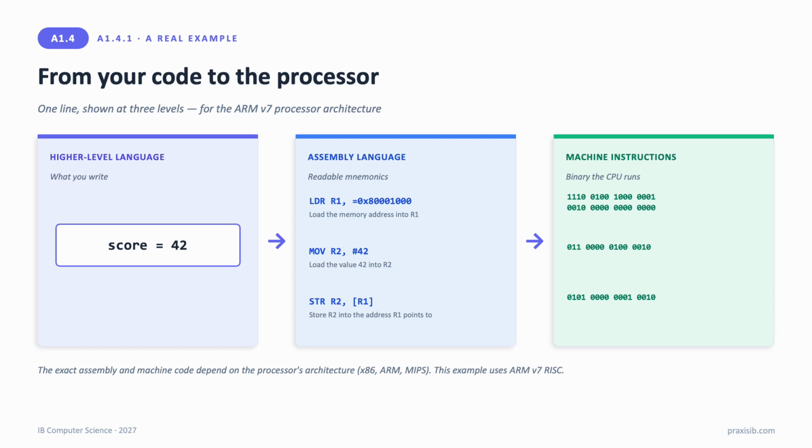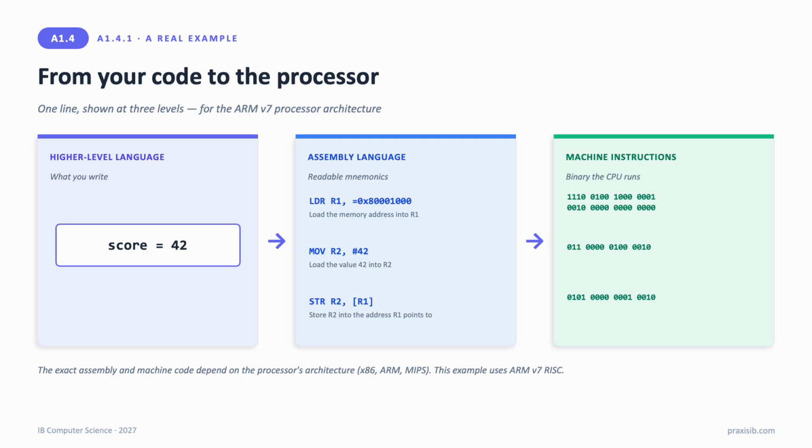Now follow the second arrow to the right. Each assembly instruction becomes raw machine code. This is the binary you can see on the screen. It is just ones and zeros. And this binary is the only thing the processor truly runs. So look at the journey. One friendly line of code became 3 assembly instructions, and those instructions became binary.